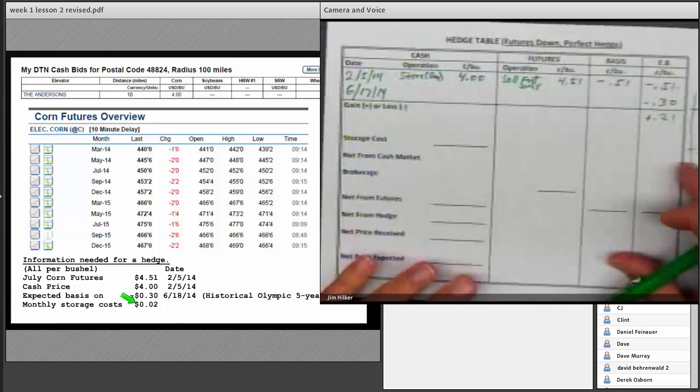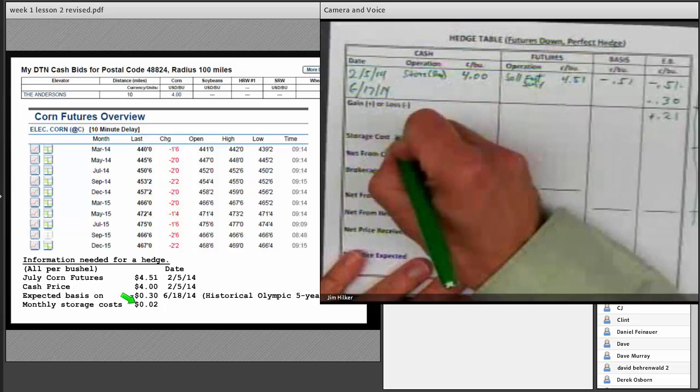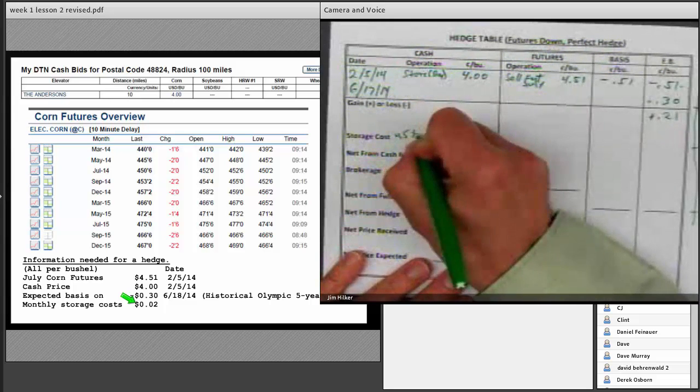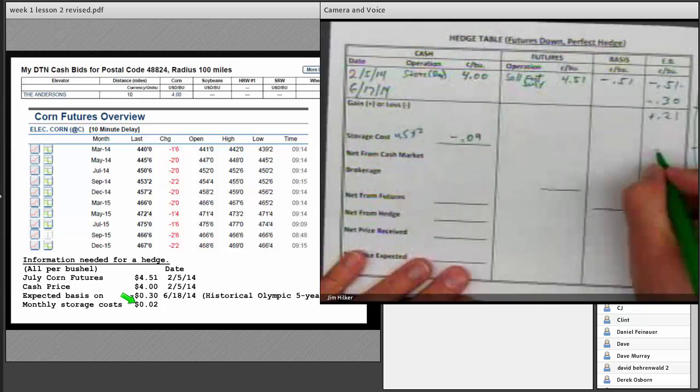Okay, what do we mean by the net from the hedge? How much have some storage costs? What are our storage costs to do? 0.5 months. Then if we sell it at harvest time, our storage cost at harvest time for $4. So the market's going to pay us 21 cents. Or we could sell it a few months later for $4.11.